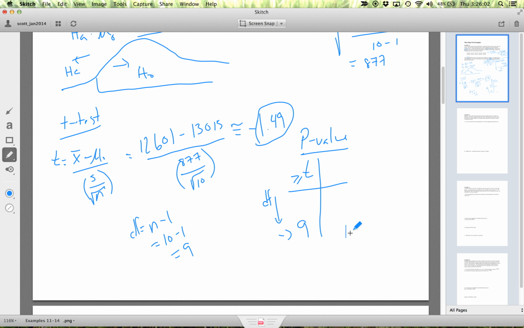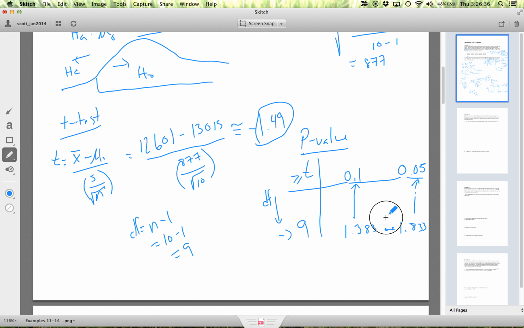If you go to your t-table, you'll find the number 1.383, and you'll also find the number next to it to be 1.833. We're looking for 1.49. I know that it's not there, but it is in between these two values. Then I look at the corresponding tail probabilities the t-table gives me. They will be 0.1 and 0.05.